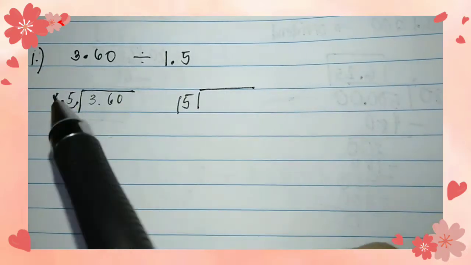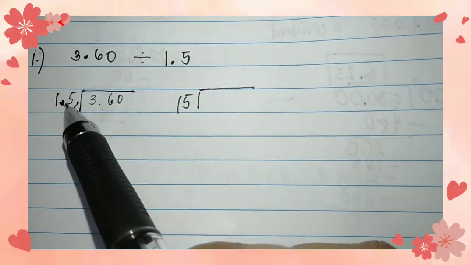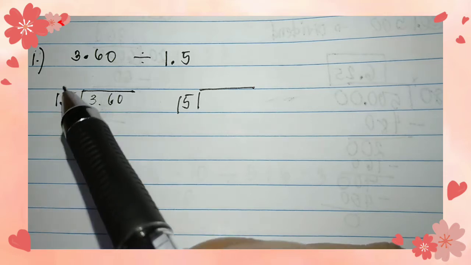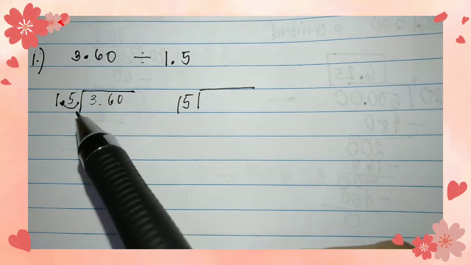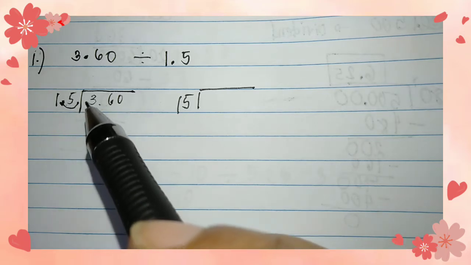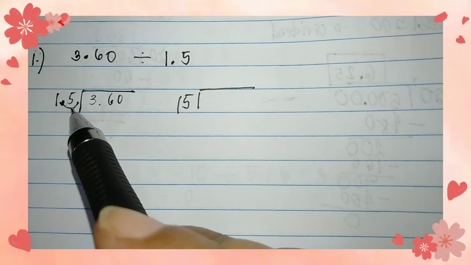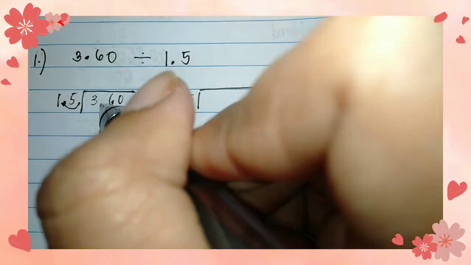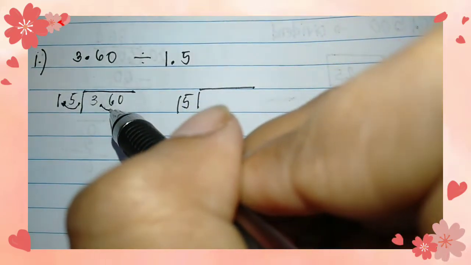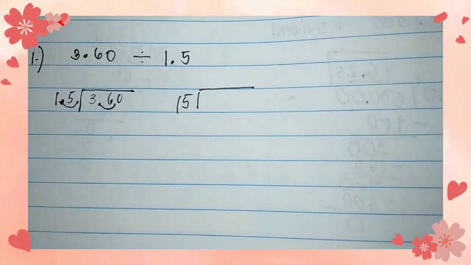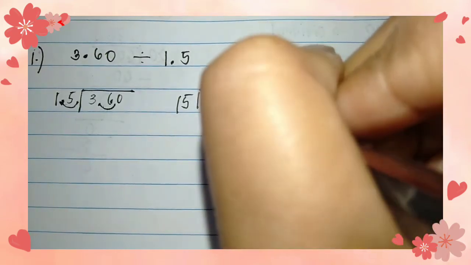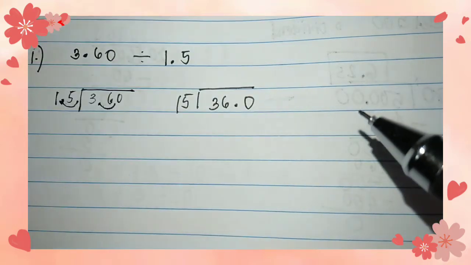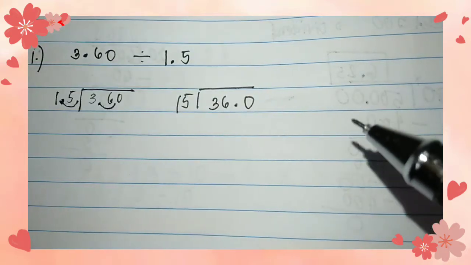And then, since nag-move tayo ng isang beses dito kay divisor, di ba? Kapag nag-move ka kay divisor, automatically mag-move ka din kay dividend. Ilang beses ka nag-move kay divisor? Isa. Okay? So, ilang beses ka mag-move kay dividend? Isa din po. Okay? So, we have to move this 1. Okay? So, the answer is 36.0. Okay? Ganyan na yun. And then, next thing to do is just to divide like a whole number.